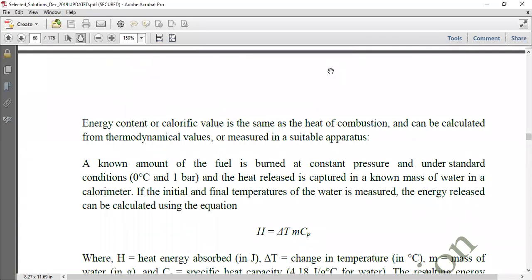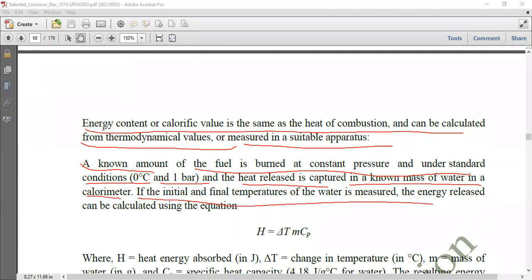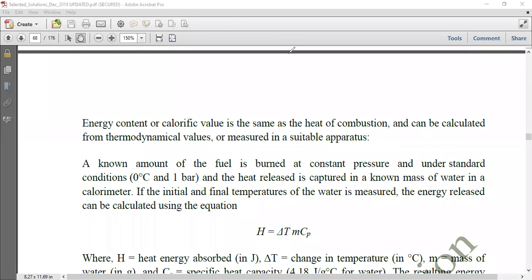So as you can see here, the energy content or calorific value is the same as the heat of combustion and can be calculated from thermodynamical values or measured in a suitable apparatus. A known amount of the fuel is burned at constant pressure and under standard conditions, 0 degrees Celsius and 1 bar. The heat released is captured by a known mass of water in a calorimeter. So bomb calorimeter is basically the instrument. Initial and final temperature of the water is measured. The energy release can be calculated using this MC delta T. It's an old formula to calculate, right?